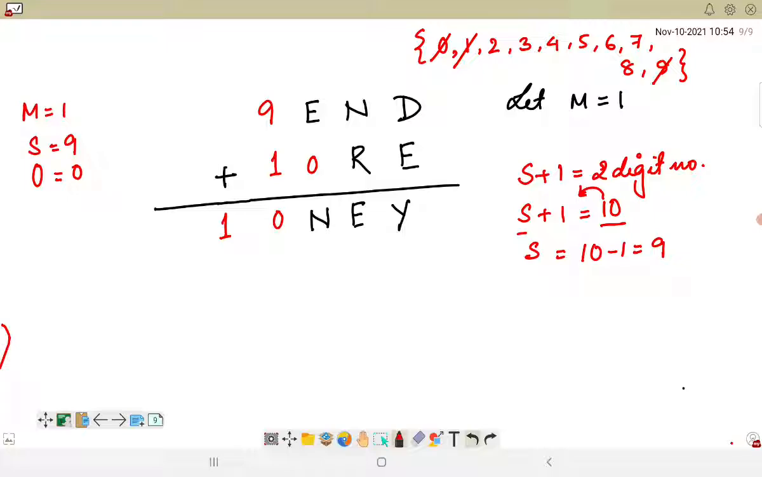Now we already talked about the second step, which is we have found out that 9 plus 1 is equal to 10, and 10 is giving me a carry where M is equal to 1, right? Now E plus 0 is equal to N. Okay, so E, if we are considering, let me rub this.